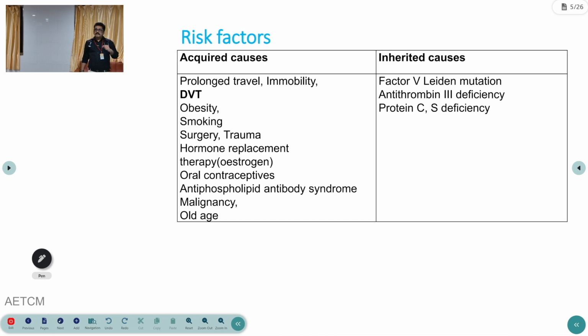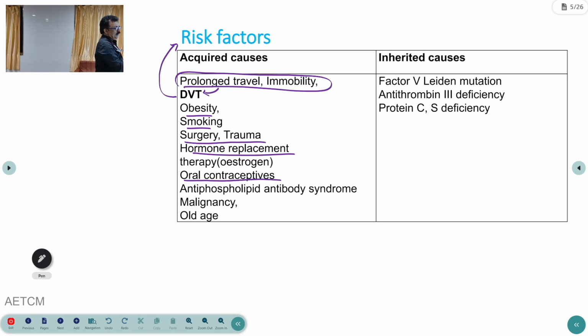Now, there are a lot of risk factors for pulmonary embolism. The most common risk factor is prolonged travel or immobility. That is the most common. Then that can create DVT, and from DVT it can produce pulmonary embolism. Other than that, obesity, smoking, surgeries and trauma, prolonged rest, hormone replacement therapy, oral contraceptive pills, antiphospholipid antibody syndrome, malignancy, old age. These are the risk factors.